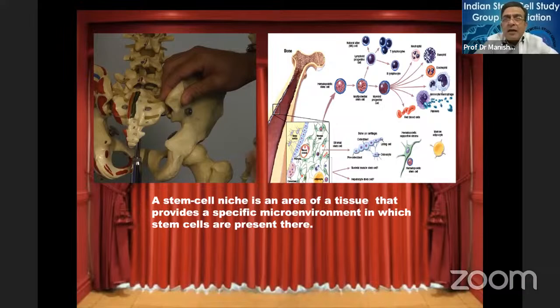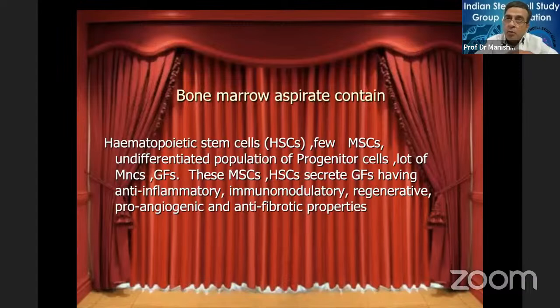The stem cell niche is an area which may be there in the iliac crest, in the sternum, in the upper part of the tibia, whatever it may be. This area is a micro-environment in which the stem cells live happily, multiply and reside. So whenever we take out the bone marrow aspirate, we are taking out hematopoietic stem cells, very few mesenchymal stem cells, an undifferentiated population of progenitor cells, and a lot of growth factors, as discussed just before this presentation.